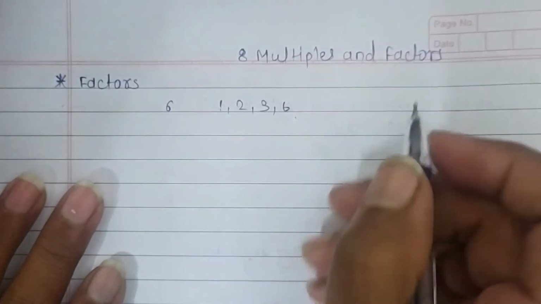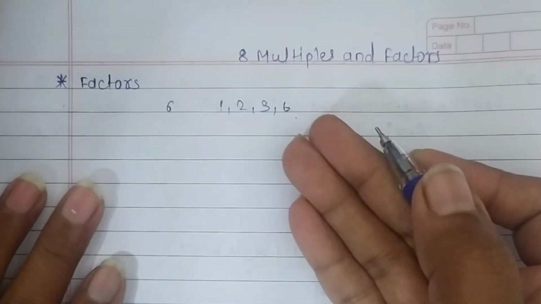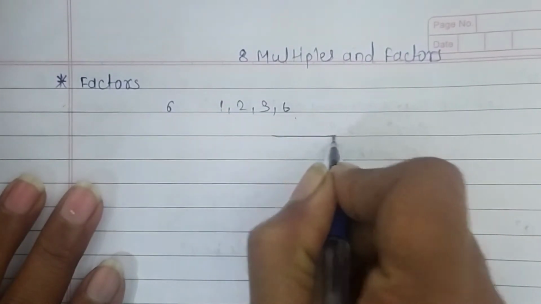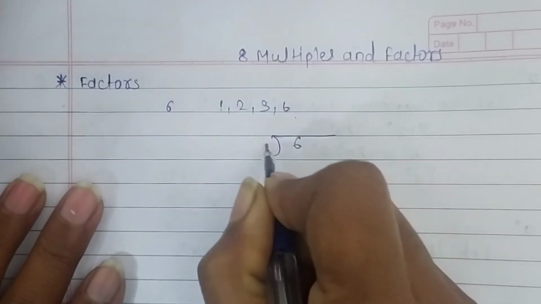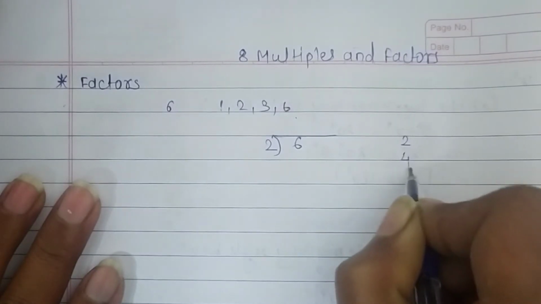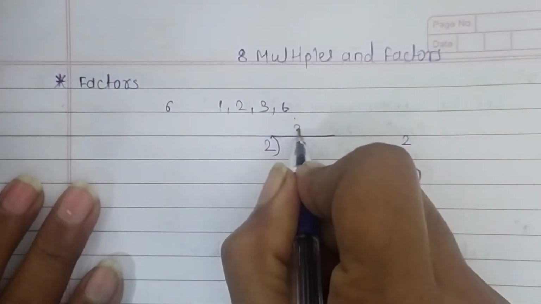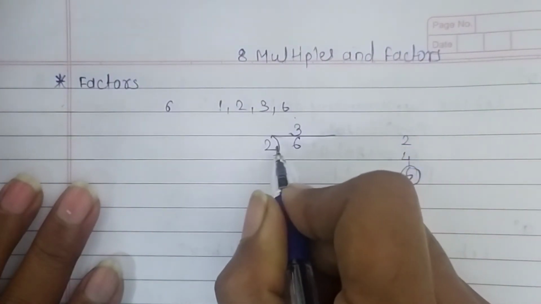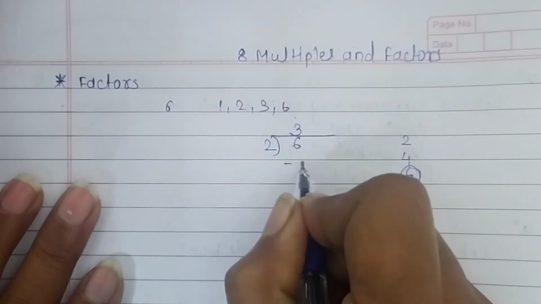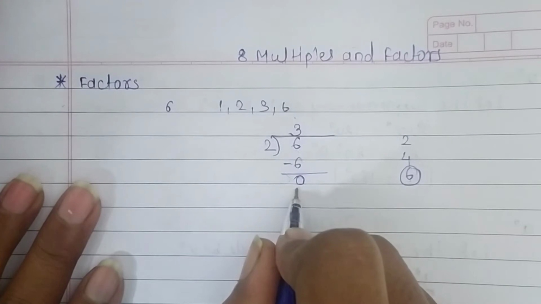Means when we divide 6 by the above numbers, there is nothing left over. Look how. Let's divide 6 by 2. Here we find in 2's table there is a 6 in the third place. So we are going to divide 6 by 2. 2 3s are 6. Here our remainder is 0.